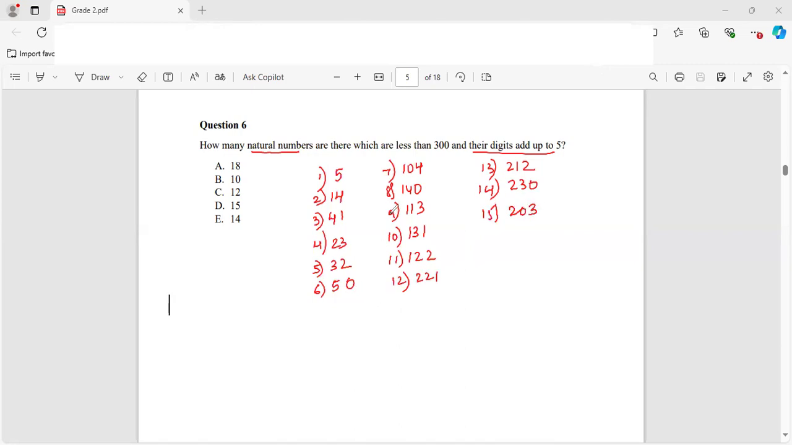All these numbers, when we add up their digits, will give me a 5. So my answer for question 6 is 15. So I'll get 15 natural numbers which are less than 300 and the digits add up to 5.